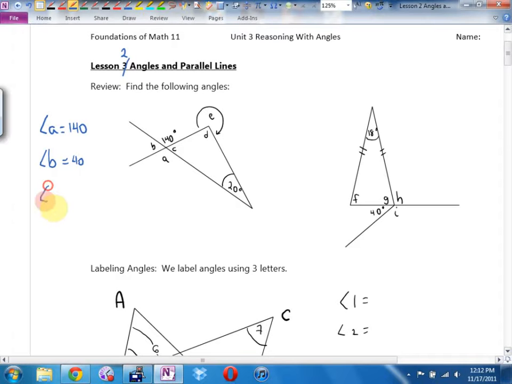Angle C. How big? 40. How do you know? You can get it two ways. It forms a straight line with this 140, but we said the real shortcut is if there's an X, vertically opposite angles are the same. So it's 40 degrees.